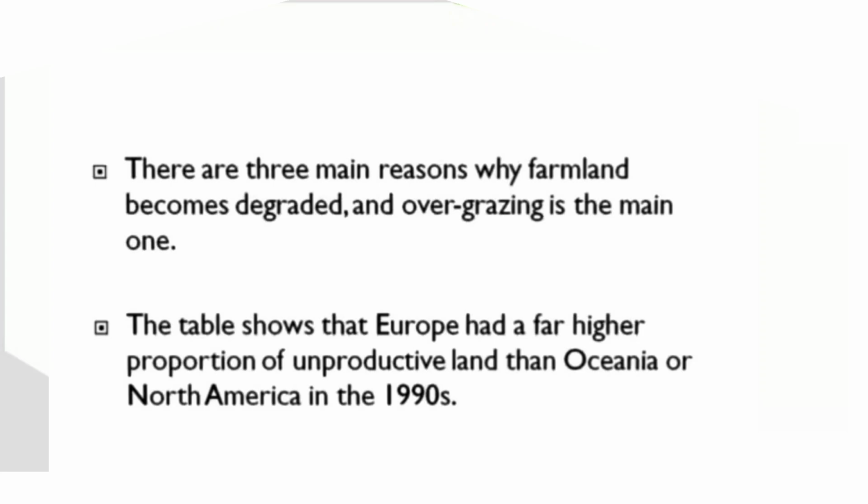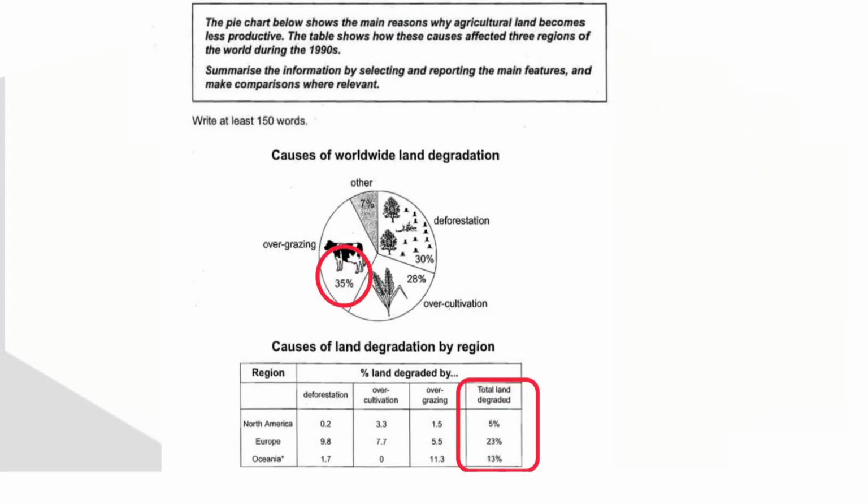For multiple graphs like these, we have to pick one key feature from the first graph and the other from the second. When you examine the first graph, which is a pie diagram, we can find that deforestation occupied 30%, overcultivation 28% and overgrazing 35%. That is why we said that out of all 3 main reasons which cause land degradation, overgrazing is the top one.